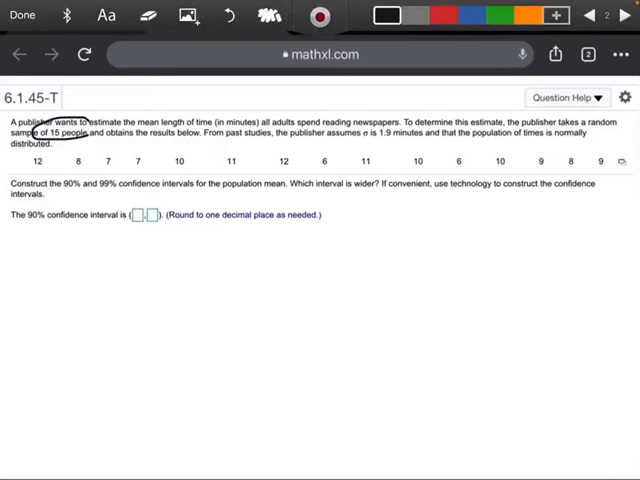Okay, so right here I'm going to stop. This is going to be important to me. My n, the number of people that we're looking at, is 15. It says, from past studies, the publisher assumes that my standard deviation, or sigma, is 1.9 minutes. So my sigma is 1.9. And the population of times is normally distributed.